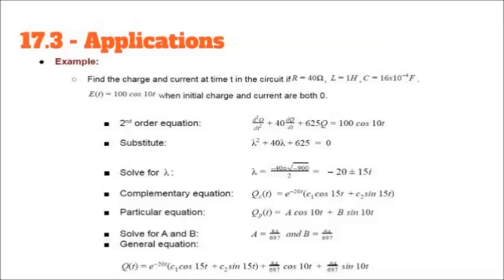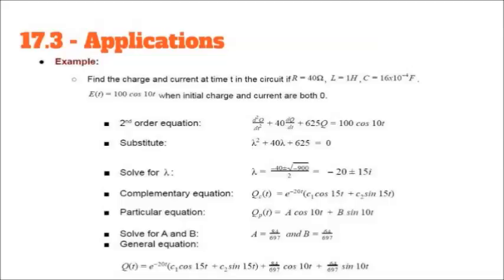Then we substitute in lambda squared plus 40 lambda plus 625 is equal to 0. We solve for lambda, and lambda is equal to negative 40 plus or minus the square root of negative 900 all over 2, which is equal to negative 20 plus or minus 15i. Then we use the complementary equation, and Qc of t is equal to e to the negative 20t times c1 cosine 15t plus c2 sine 15t.